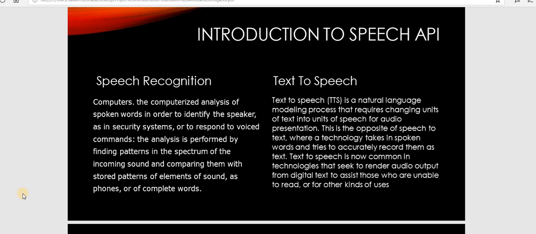Analysis is performed by finding patterns in the spectrum of the incoming sound and comparing them with the stored patterns of elements of sound, such as a phone or a complete word.